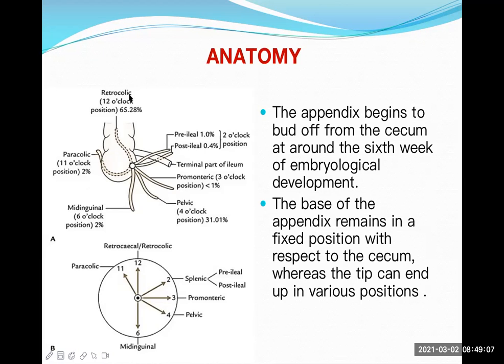Now see this picture. These are the different positions of the appendix. Retrocolic, or retrocecal we say, is the commonest one. This is also known as the 12 o'clock position according to the clock. Now this is paracolic. This is pre-ileal and post-ileal. We call it the 2 o'clock position. This is promontoric. This term promontoric we got from the sacral promontory. Then pelvic appendix. So these are the different positions, according to the clock.